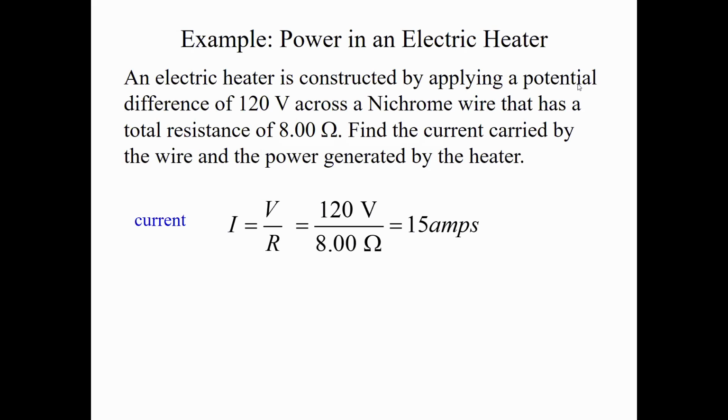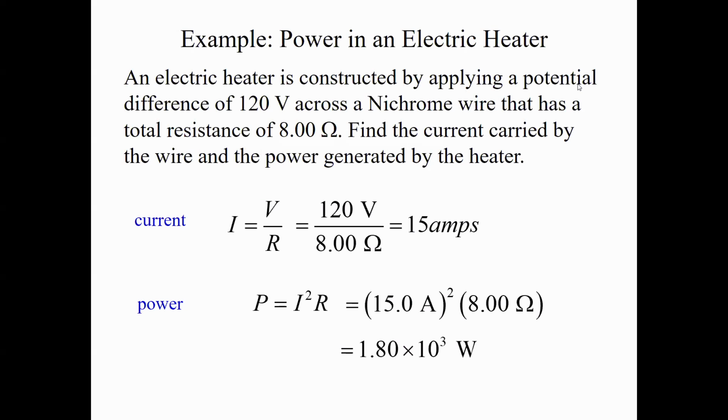To determine the power, I'm going to use the I squared R relationship. You see how it's I squared times R. We said it's V times I, but V can be substituted for IR, and so we have this relationship. This is typically used to consider ohmic losses too, but this is what we're really talking about: the amount of power generated by the heater, the amount dissipated. We already know the current is 15 amps and the resistance is 8 ohms, and as a result we can calculate this pretty easily. It's 1.8 kilowatts.